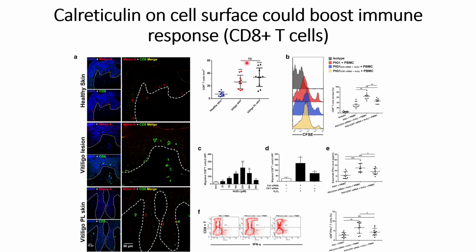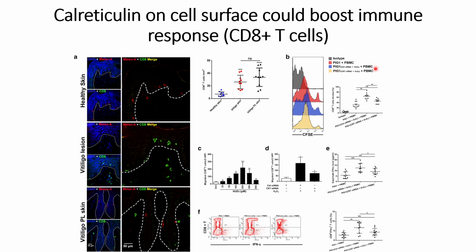So this indicates that patients affected with vitiligo have a high immune response, and this immune response could be because of the calreticulum. That is their hypothesis. So in order to validate their hypothesis, they used PIG1 cell lines with a control short interfering RNA, which does not target any specific gene. However, the calreticulum short interfering RNA will target the calreticulum gene.